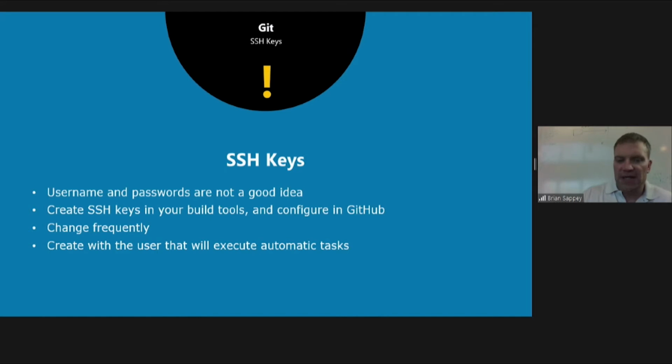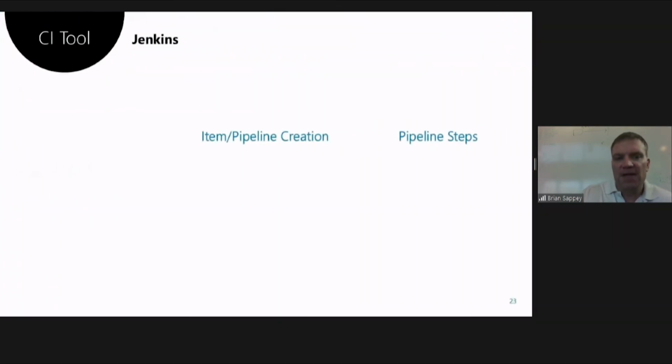Recapping on SSH keys, get away from the username and passwords, create an SSH key, make sure it's correct in GitHub and Jenkins or whatever CI tool you're using, or even an app. You can build your own custom apps around Git, and change it frequently. So after today's presentation, I will be changing all these passwords and keys, but I'll show some things in here today to make sure that the demonstration provides enough of a starting point for you to get going.